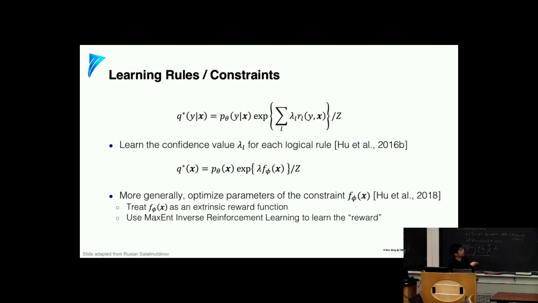Because in a real problem, you really cannot specify enough rules to address it. So this framework allows you to train a neural network to do the problem, but you can add whatever knowledge you have into this model to improve the performance.